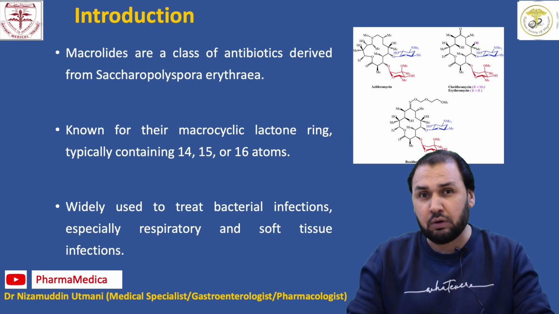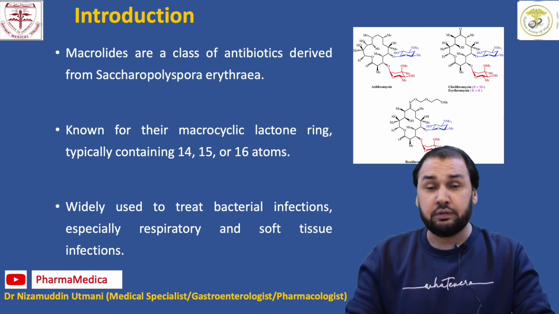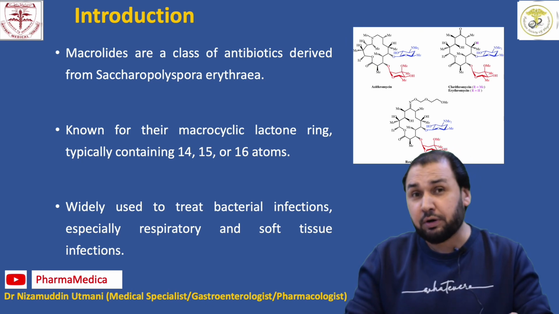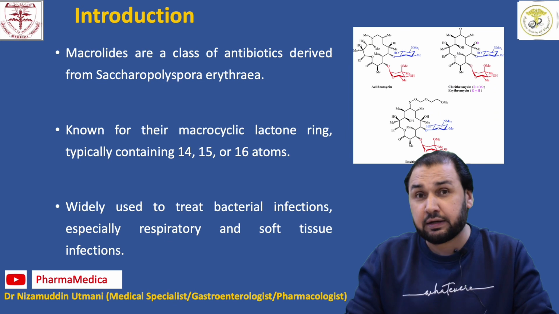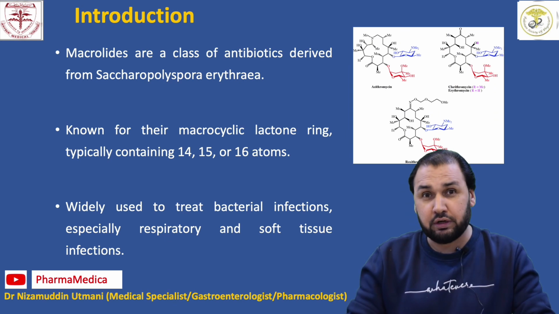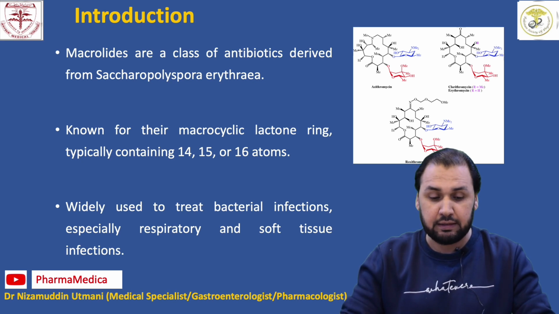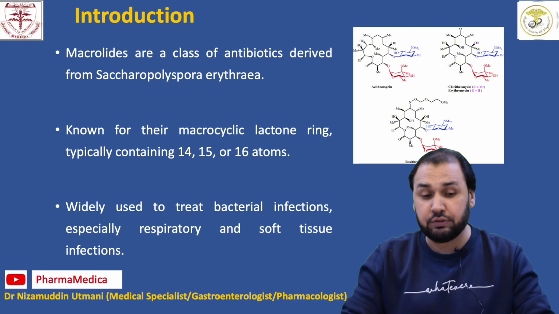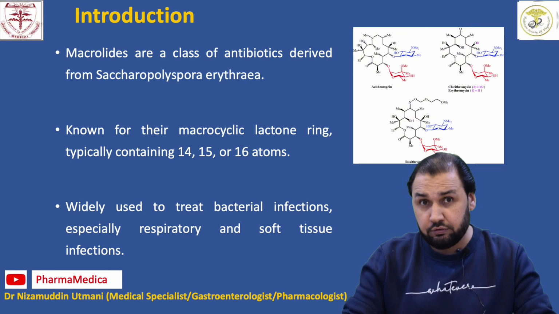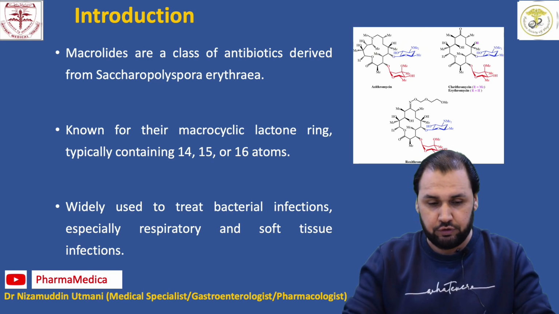Macrolides are a very good antibiotic derived from a fungus, Saccharopolyspora erythraea. They are known for a particular ring, which we call the macrocyclic lactone ring, and they have different numbers of atoms. Some have 14, some have 15, and some have 16, and they are classified on the basis of these numbers of atoms. They are widely used for bacterial infections, especially respiratory tract infections and soft tissue infections.